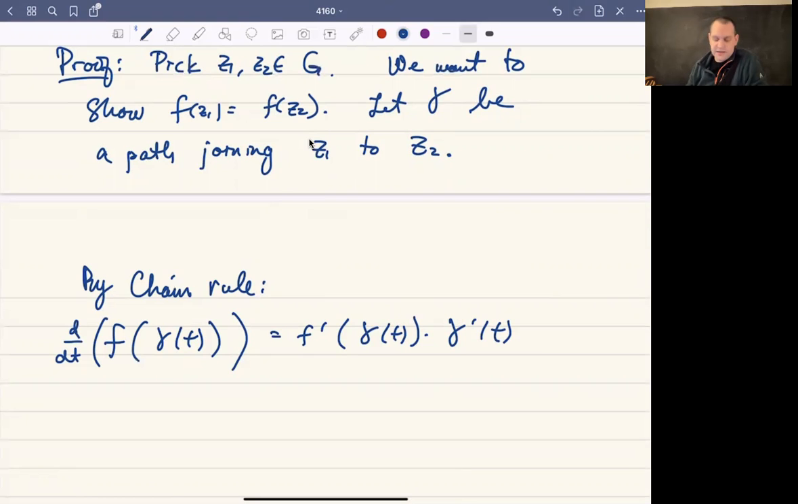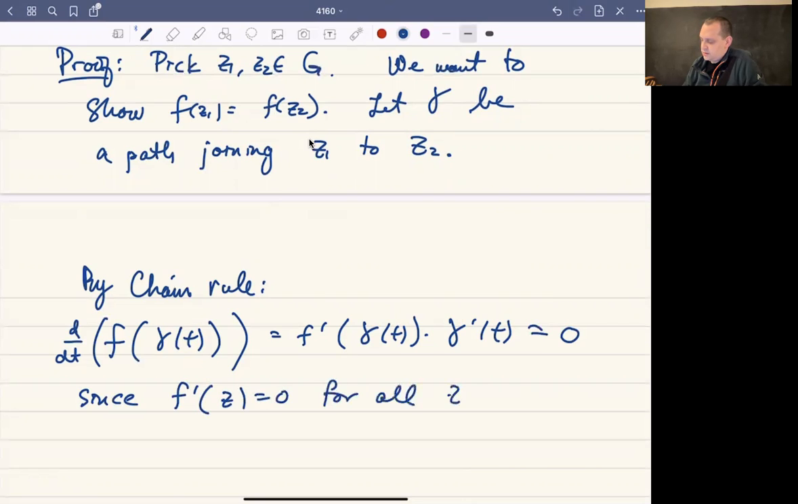And that's going to be 0, since by our assumption, f prime is 0 for all z in G, right? So gamma of t is just going to be some other point. Gamma of t is just some curve joining z1 to z2. That path is going to stay in G. And so at any point along that path, the derivative there will be 0, because that's our assumption. So that's by the chain rule.